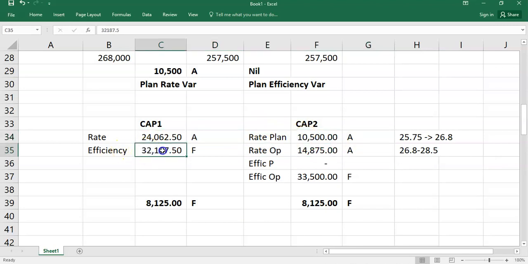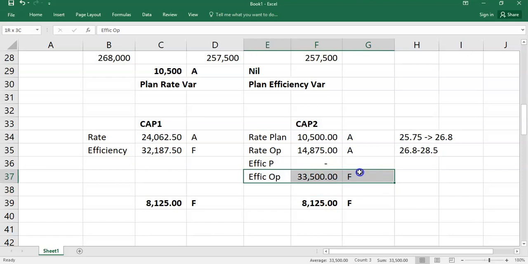The efficiency, it doesn't really change. There's a small issue, but the key point is there was no planning change. So that's all attributable to the manager's performance. You used more hours than expected.